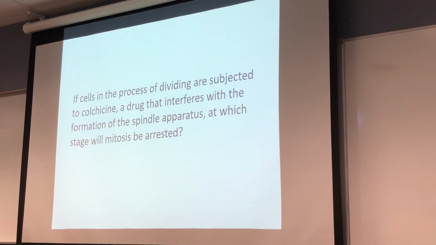Okay, some questions, activities together. If cells in the process of dividing are subjected to colchicine, a drug that interferes with the formation of the spindle apparatus, the mitotic spindle, at which stage would mitosis be arrested? At which stage do they remain when you use a drug that interferes with the formation of the mitotic spindle? Prophase, yes. Remember that in prometaphase, the mitotic spindle begins to migrate, so it cannot do that. It cannot go to prometaphase.